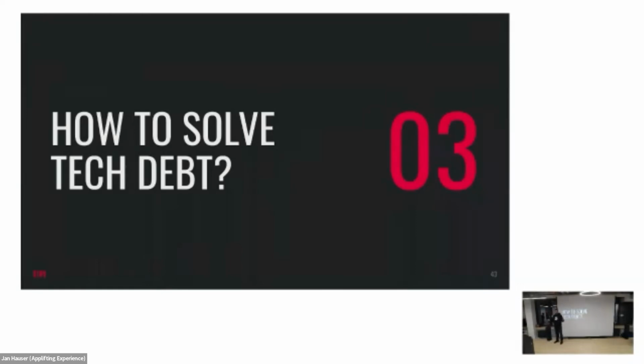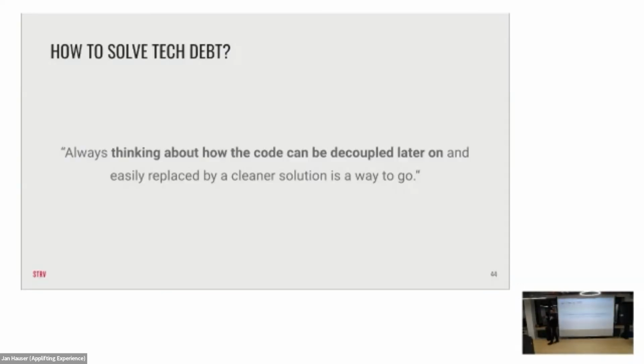Anyways, the last question was how to solve tech debt. I asked the engineers. Always thinking about how the code can be decoupled later on and easily replaced by a cleaner solution is the way to go. So you need to keep thinking forward. You need to keep thinking ahead. What if in the future this needs to be updated or changed?